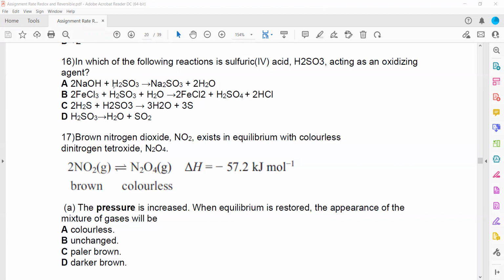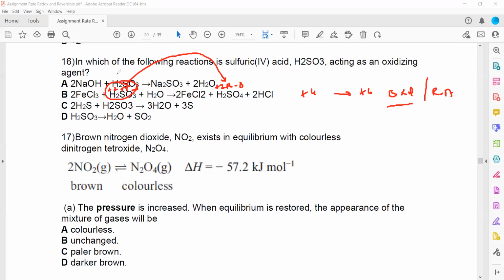H2SO3, each hydrogen is +1, oxygen -6, so sulfur is +4. But in H2SO4, +2, -8, so sulfur should be +6. So +4 becomes +6. If +4 becomes +6, it means oxidation happened for sulfur. If oxidation happened for sulfur, it means it is acting like a reducing agent. So in this case, H2SO3 is acting like a reducing agent as oxidation happened.